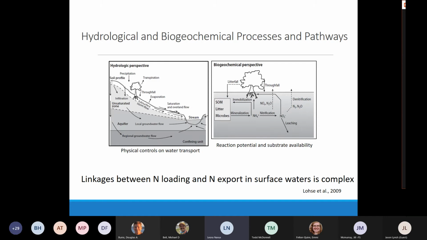And it's the transformations that occur in soils, plants, and microbial activity that greatly influence the form and concentration of nitrogen that can eventually reach surface waters and affect aquatic ecosystems. And there are knowledge gaps that exist in linking water and nitrogen cycles across scales that are relevant to ecosystem function, human interaction, and management decisions. So I agree with Jason's point.